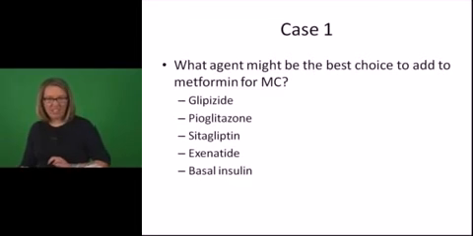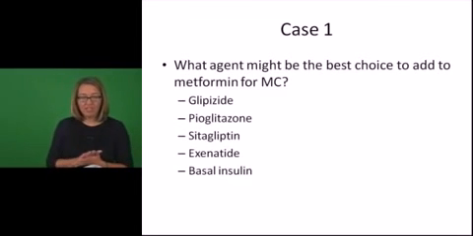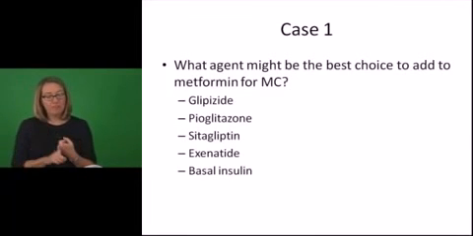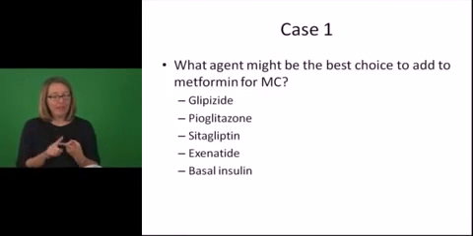So what agent might be the best choice to add to metformin for this patient MC? The first choice is glipizide. Second choice could be pioglitazone. The third choice is sitagliptin. The fourth choice is exenatide. Or the fifth choice is a basal insulin injection at night, for example.